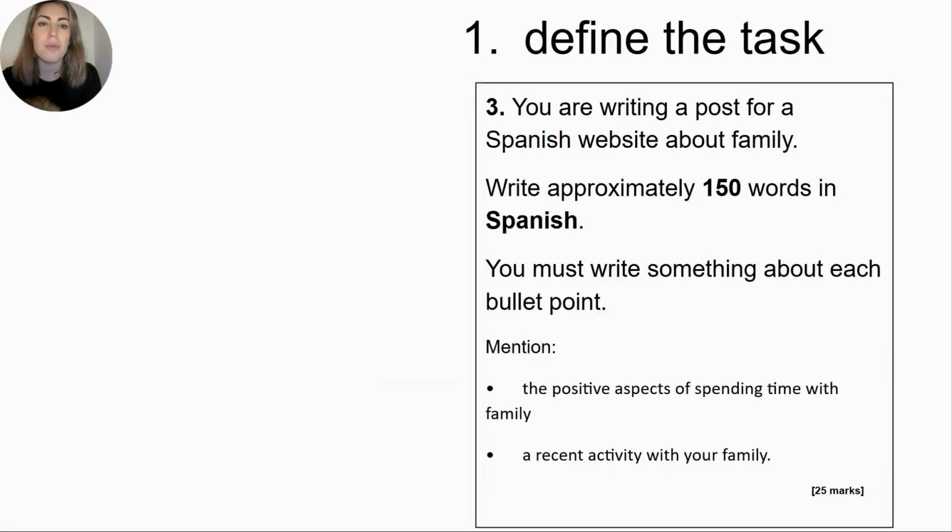Things to remember. It says at the top what you are writing about. It is about family, in this case. You always have a choice, but today we're going to work on 150 words, no less, about family. Then you have to mention the 2 bullet points: the positive aspects of spending time with family and a recent activity with your family.